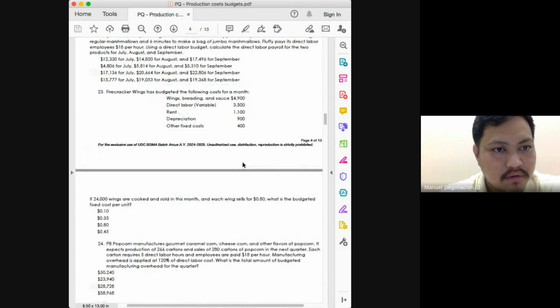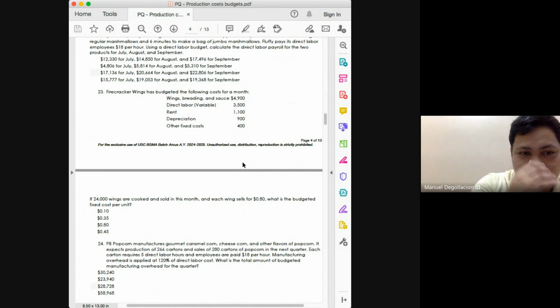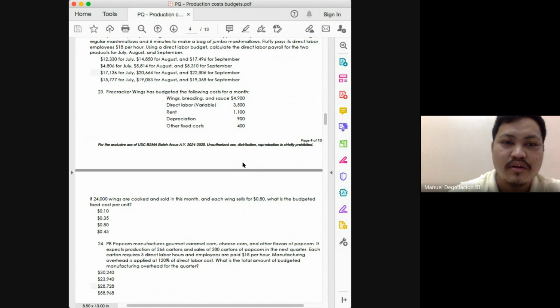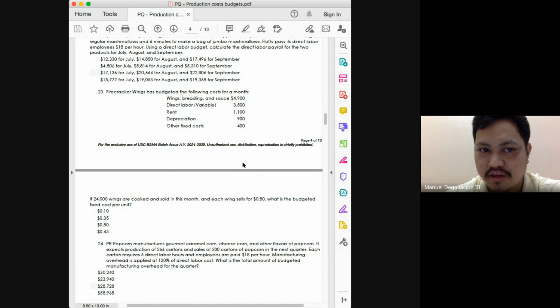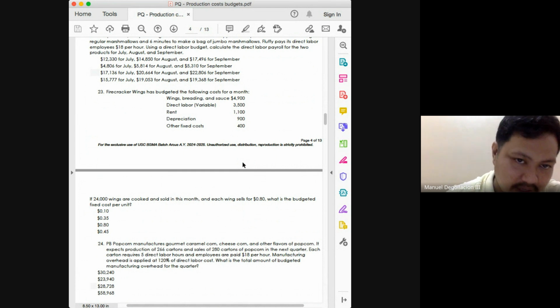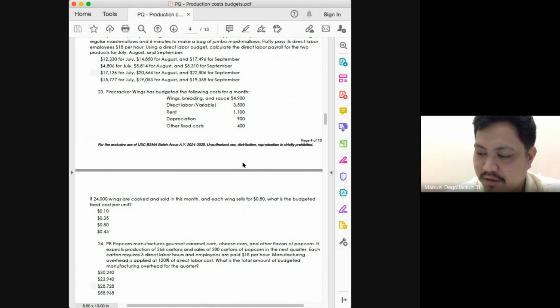Number 23. This is a similar problem to the other two problems we solved, with 24,000 units. But this time, what is the question? Fixed cost. We've already determined that the rent, depreciation, and the 400 other fixed costs will comprise our fixed cost. So this would be 1,100 plus 900 plus 400 will give you 2,400. But since this is per unit, we divide 2,400 by 24,000. This will give us a fixed cost per unit in the amount of 10 centavos. So the answer here would be 0.10.